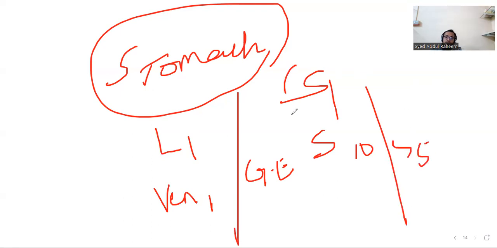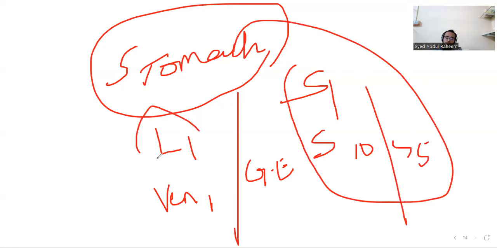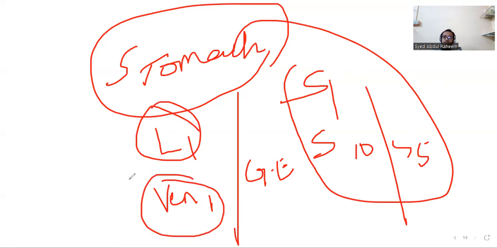S1, S10, S5. This is the group, and you can add L1 if any lymphatic conditions or structural, degenerative, hereditary issues are there. You can add Ven1 for lung issues or cancer. So this is all about C15, the structural remedy of the stomach.